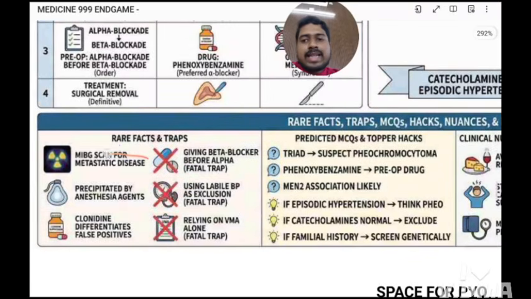For metastatic disease, we use the MIBG scan. Remember, the sestamibi scan was for parathyroid adenoma, and here we use the MIBG scan. Now, pheochromocytoma can be precipitated, that is paroxysmal hypertension. It is precipitated by some anesthetic agents, so you should be very careful.